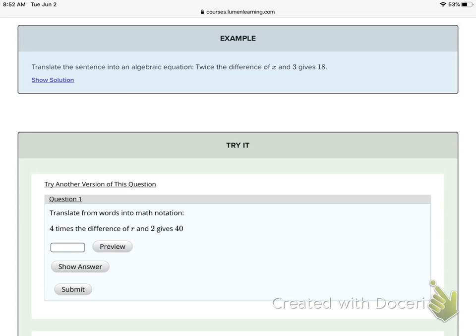So, translate the sentence into an algebraic equation. Twice the difference of x and 3 gives 18. So gives, like I said, even though I don't like it, that's one of our equal words. So we know it's equals 18. Right there, we're just going along, following it basically from left to right. This is here, this is after it, so it just follows suit. Gives 18, equals 18. Twice the difference.